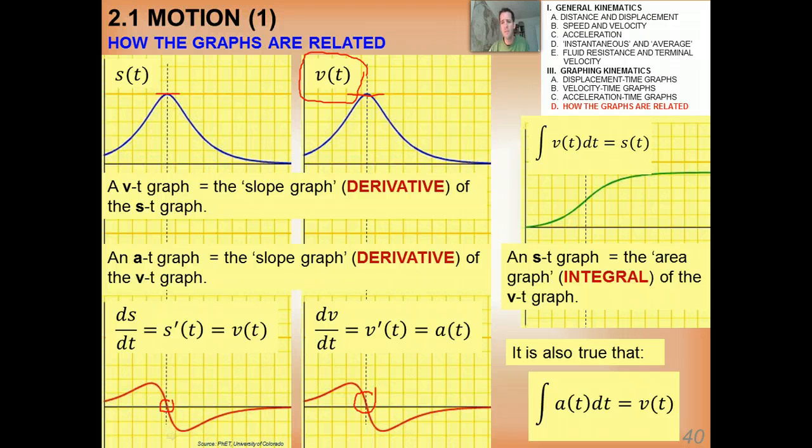And it's also true that the integral of the acceleration gives you the velocity, okay? But we're not really going to talk about that at this point. Don't worry about the calculus, just worry about really the derivatives and how to interpret graphs in terms of slope graphs.